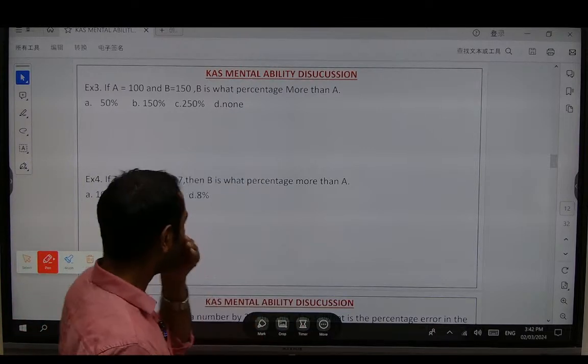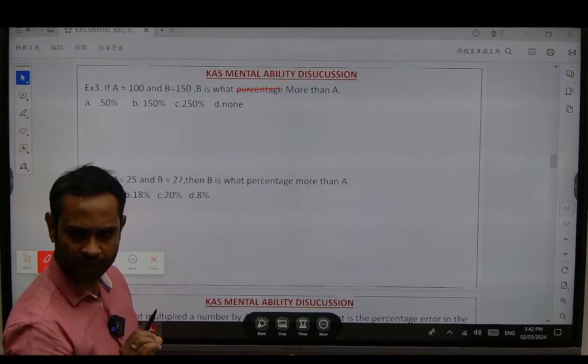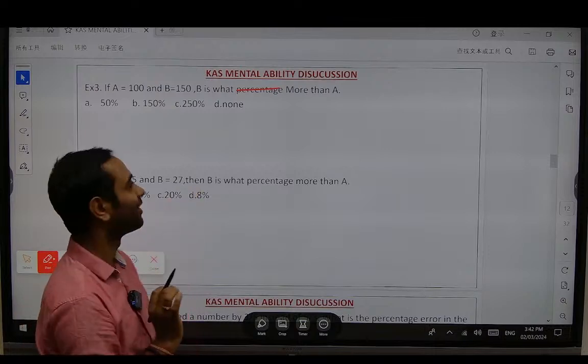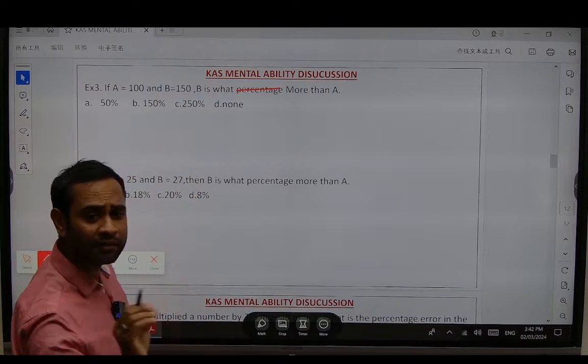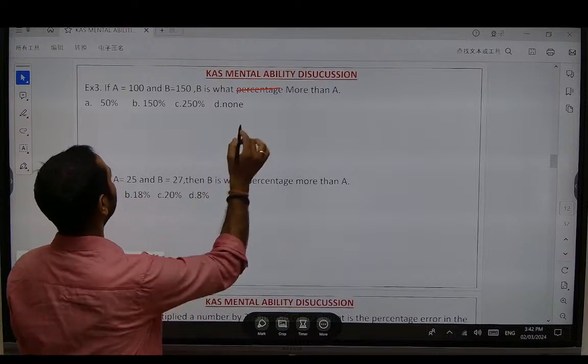So basically what happened? Forget that there is a percentage. Not in the exam, right now. Forget that there is percentage. So B is what value more than A? B is what value more than A? 50. Agree?